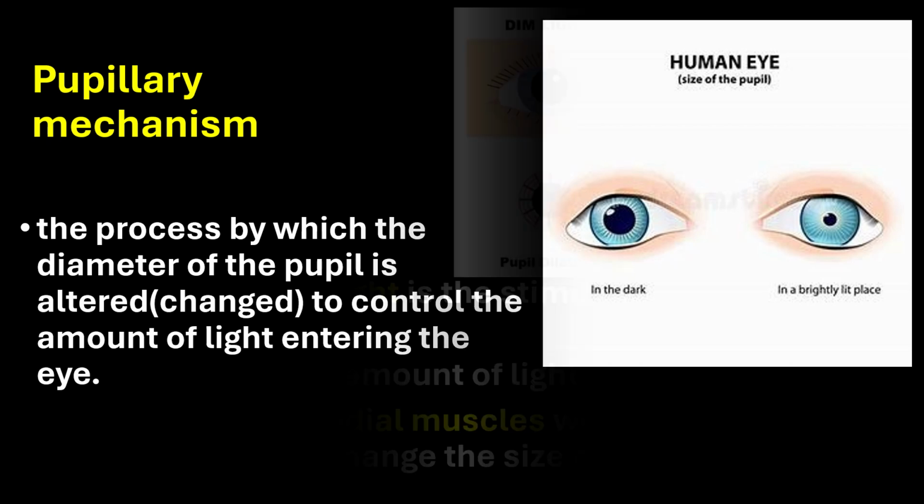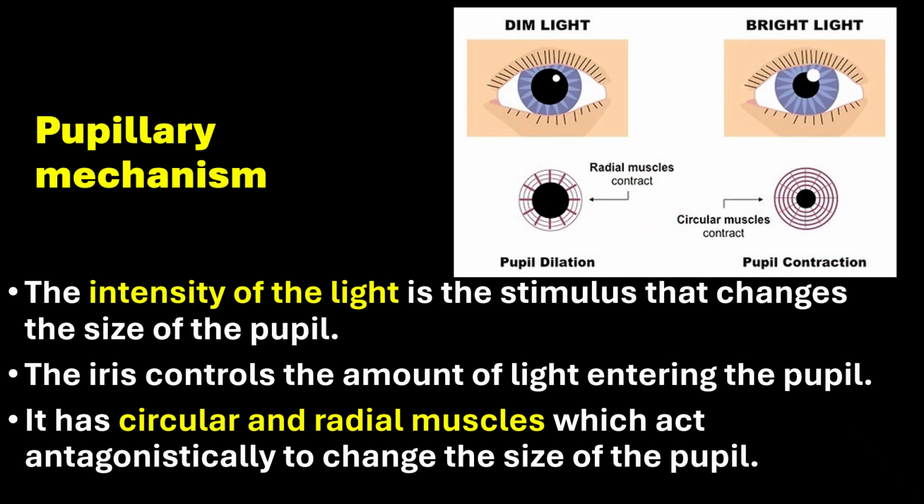So we need to know the intensity of light. When it comes to pupillary mechanism, we have to understand that the intensity of light is the stimulus that changes the size of the pupil. You don't decide to change it. The pupil size will change based on the intensity. The intensity here deals with the brightness of the light. Whether you are in a dim light or you are in a not so dim light, or if you're in a bright light or not so bright light, then it will cause the pupil to change size.